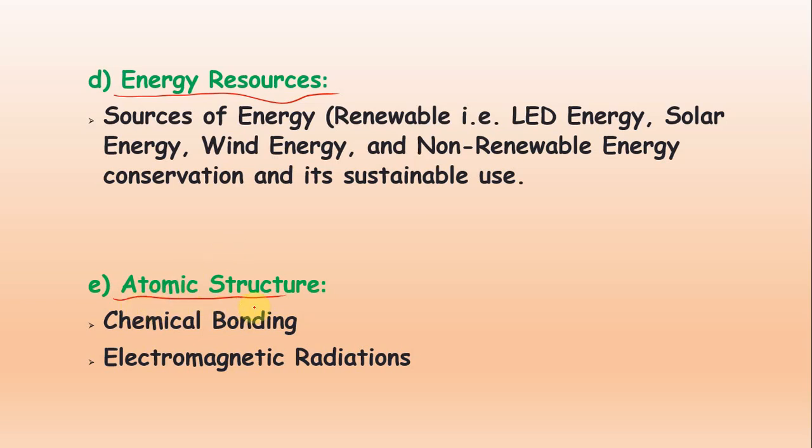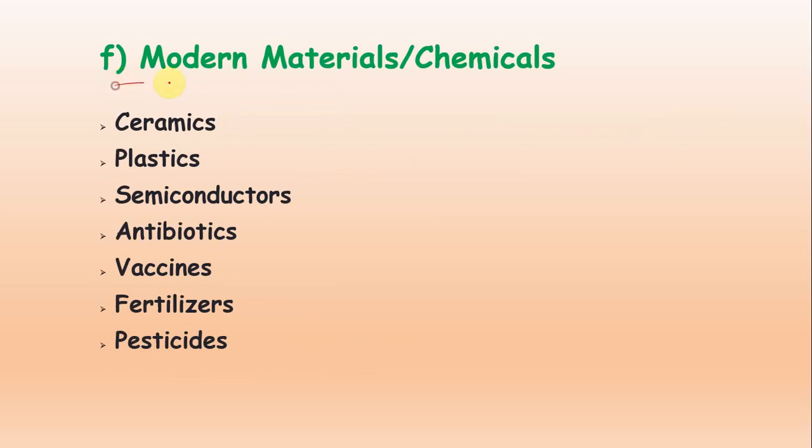Now the E part is atomic structure. This is related to chemistry. Here we will discuss chemical bonding, electromagnetic radiations. Then in F part, modern materials and chemicals. This is also part of chemistry, like what we mean by ceramics and plastics, semiconductor, conductor, insulator. We will discuss in detail. Antibiotics, vaccines, fertilizers, pesticides. We will discuss in detail.